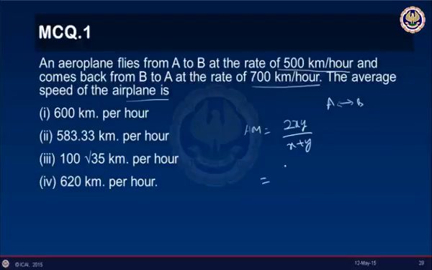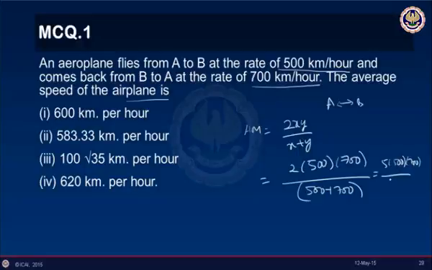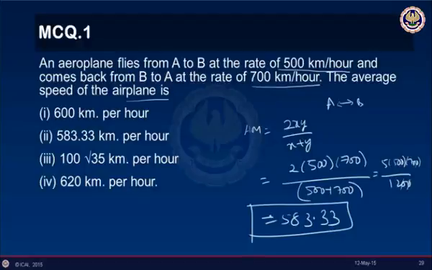In that case, here this is 2 into 500 into 700 divided by 500 plus 700, that is 2 into 500 into 700 by 1200, and this will be 583.33 km per hour as the average. Option 2 is the correct answer for this question.